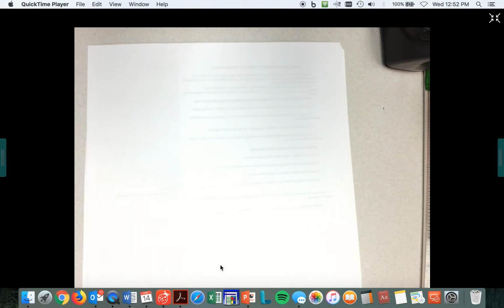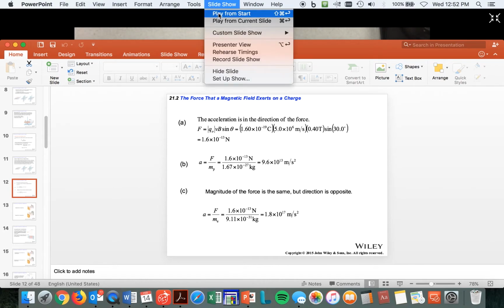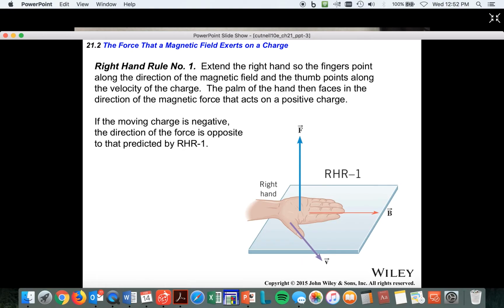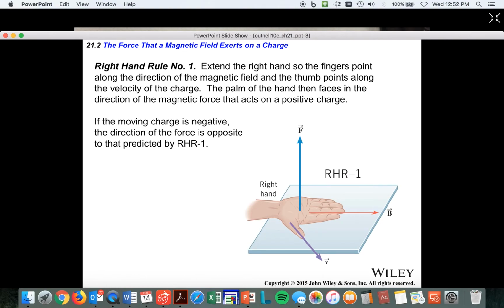So anyway, let's take a look at some more of these slides on magnetism, and I'll just talk you through them real quick. I know it's going to be kind of dull. Oh yay! This is all set up nicely. All right, so here we go. Definition of a magnetic field. We didn't even get to that. We were just playing with how the forces worked, with right-hand rule number 1. And we're going to do right-hand rule number 2.